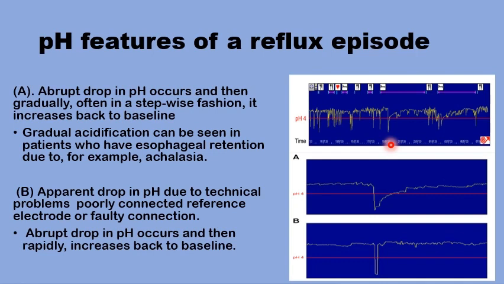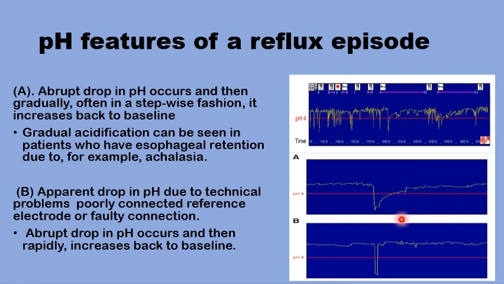A typical acidic reflux episode would be shown in the middle trace here, in which the pH level would have an abrupt decline below the pH 4 line, and then a gradual, often stepwise, return to the baseline, sometimes with a small overshooting at the beginning here.